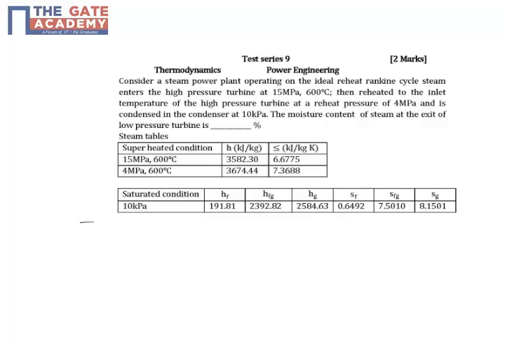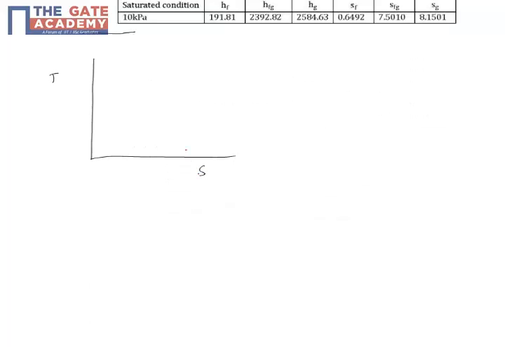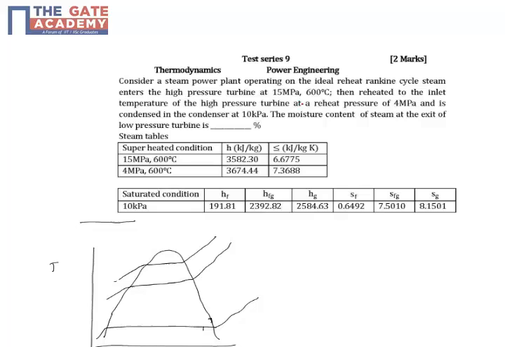Let us discuss a question on Rankine cycle. So let's draw a Rankine cycle in a TS diagram, and here we are talking about the process that takes place in a turbine. Here you have the constant pressure line, so we have three pressures involved here. I'm just drawing three constant pressure lines.